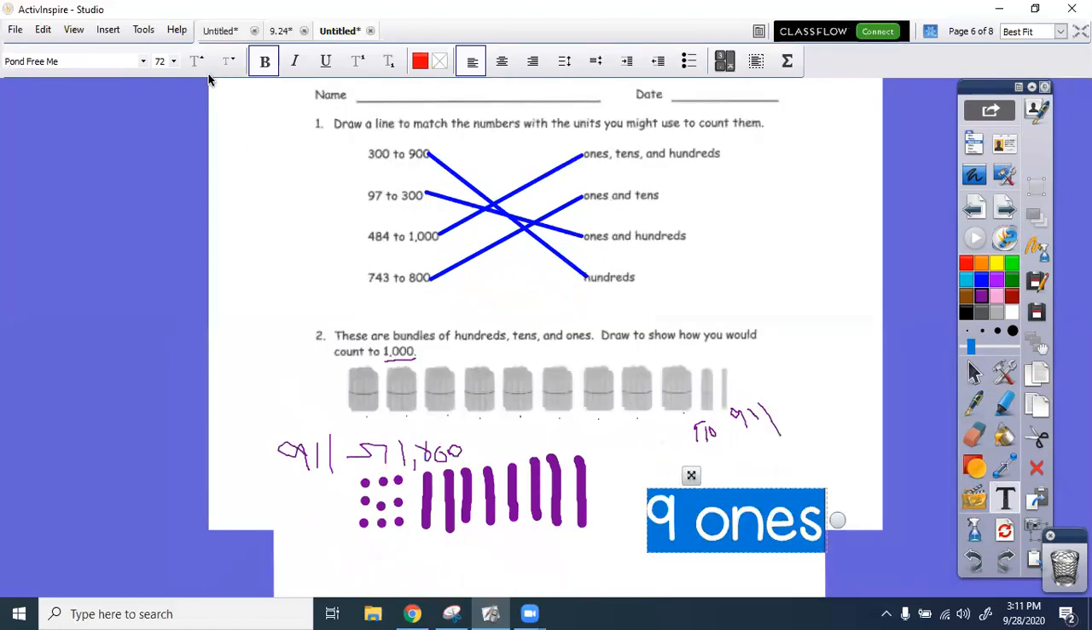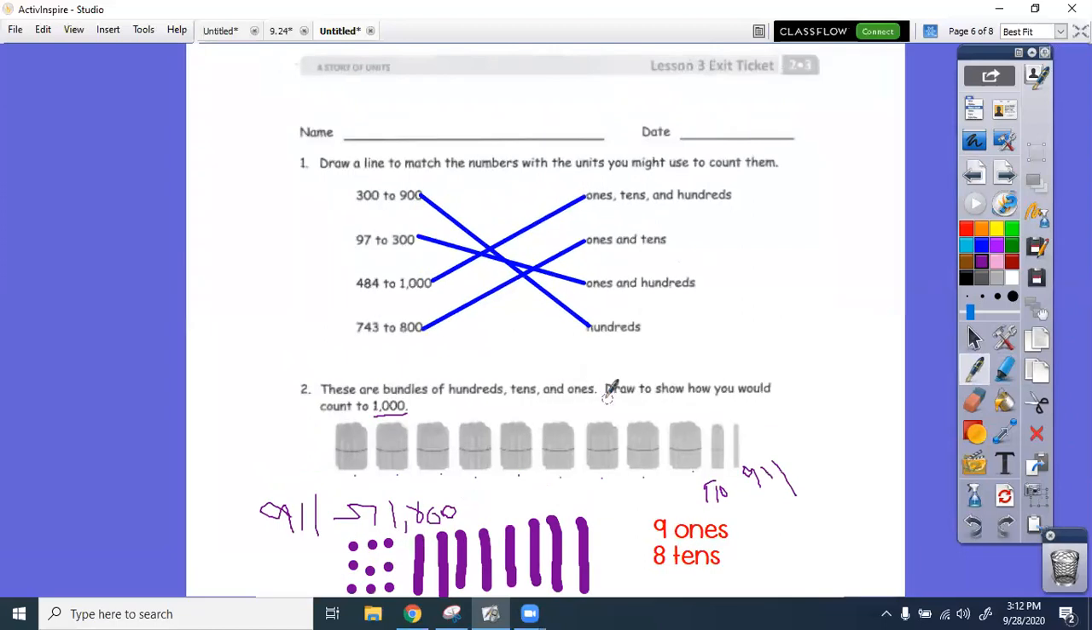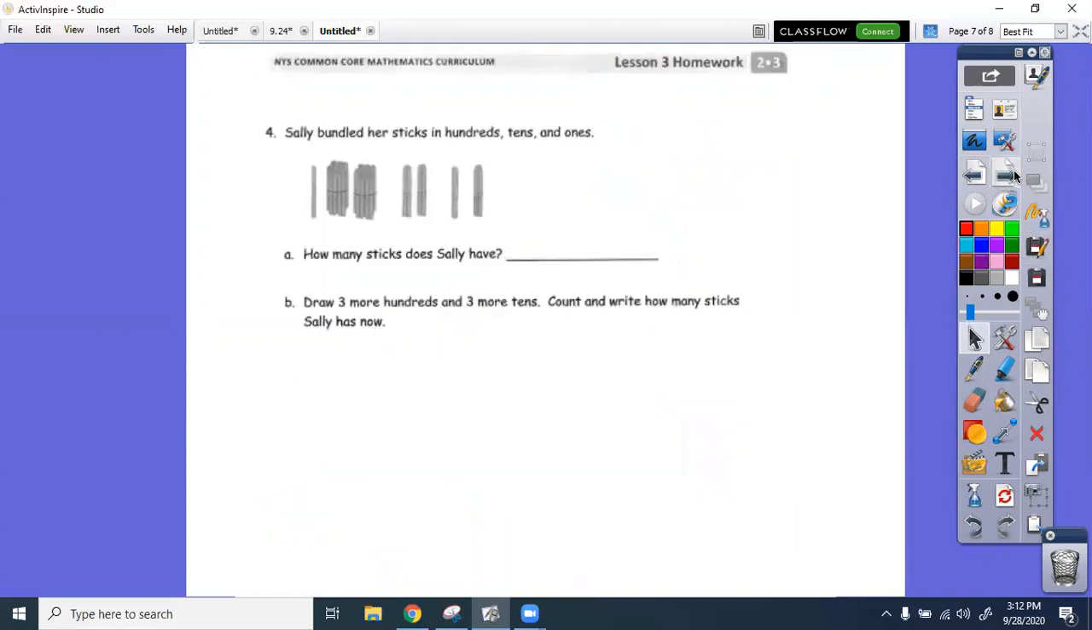as well as 10, 20, 30, 40, 50, 60, 70, 80. What's 80? It's 8 tens. That's what I would need to add to show. So this is what you need to make sure you have, because my direction said to draw it. So you make sure that you draw it. Pause here to make sure you have each part of this complete.